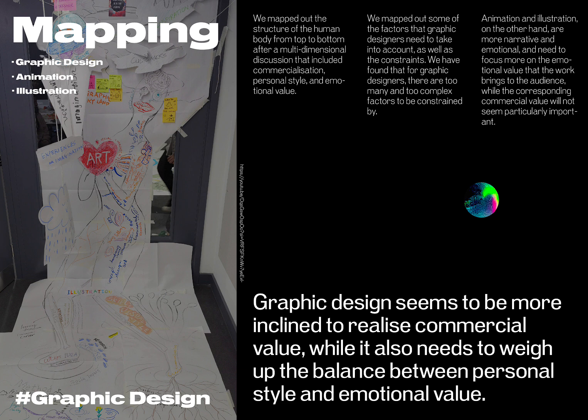Also, I have added a little bit about graphic design itself, a small part of my understanding. In the mapping course, we mapped out the structure of the human body from top to bottom after a complex discussion that included commercialism, personal style, and emotional value about art. Graphic design seems to be more inclined to realize commercial value, while it also needs to weigh up the balance between personal style and emotional value. That's what I was talking about earlier, finding a balance, balancing the weight between the individual and the audience.